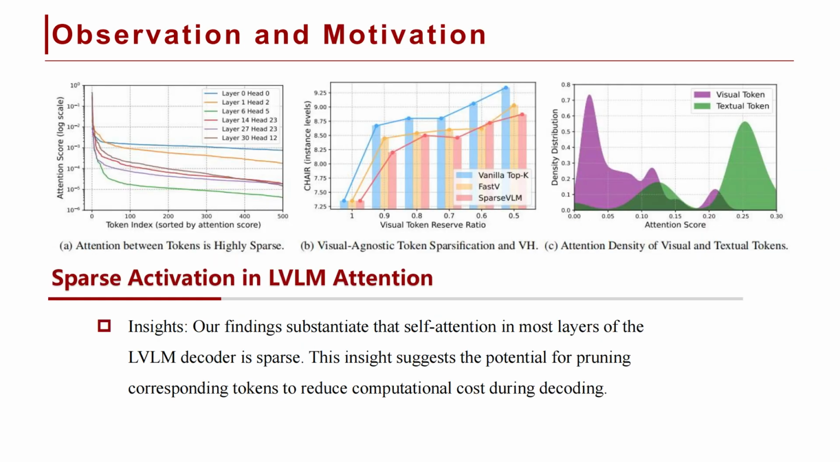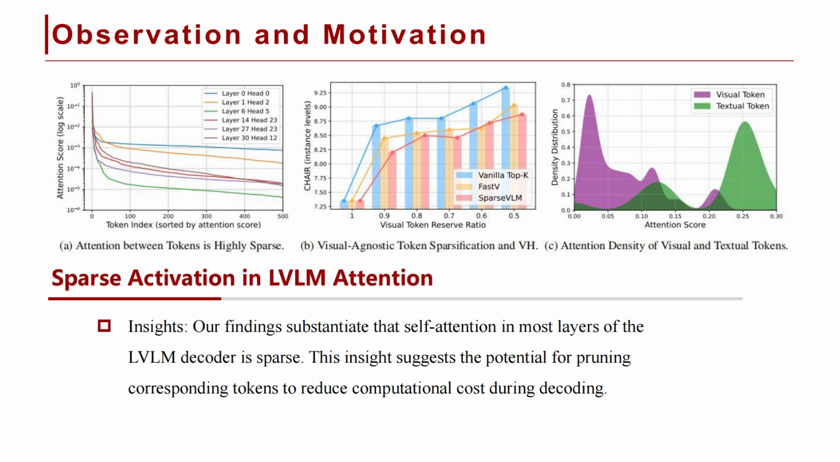Our work starts with a key observation: LVLM attention is highly sparse. This heat map illustrates that most layers of the model activate only a small fraction of tokens. In fact, the top 1% of tokens account for over 98% of the total attention scores. This sparsity suggests that we can prune less important tokens to speed up decoding. However, we must do it carefully to avoid losing crucial visual information. This insight forms the foundation of our token sparsification strategy.